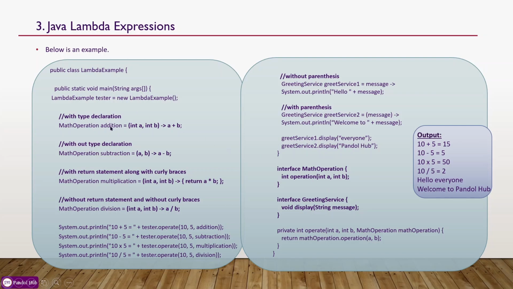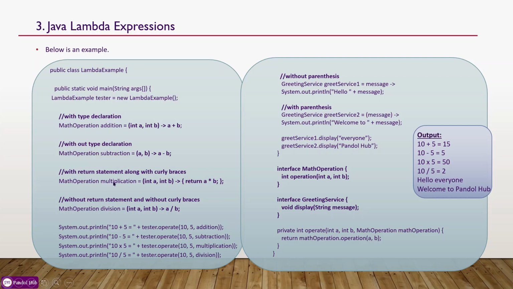Here I'm creating an object for the functional interface. It takes two input parameters. Here I have mentioned the data type, but it's up to us whether we mention the data type or not. And it is going to add. I have another object created for the same functional interface. It takes two input parameters, and I haven't mentioned any data type here. And I have the body expression here, which is going to subtract the values.